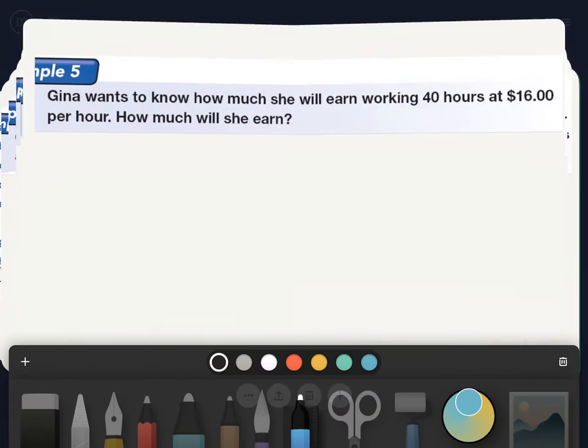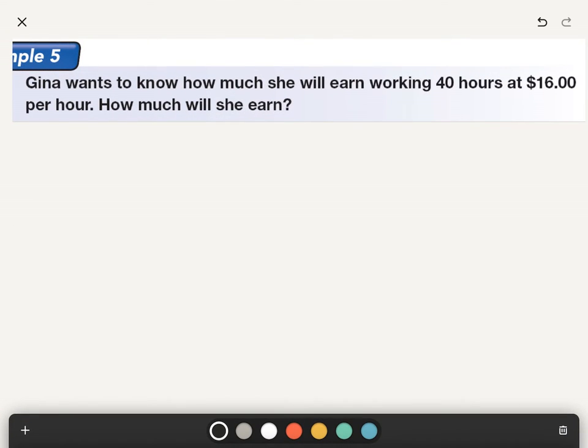Okay. All right. So, now things are finally going to change up a little bit. Gina wants to know how much she will earn working 40 hours. But we know what the unit is. Now we're applying that unit to a rate. So, basically, 40 hours is what we're trying to figure out at $16 per hour.